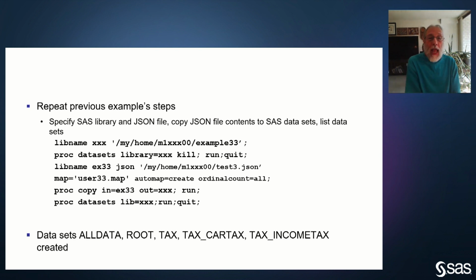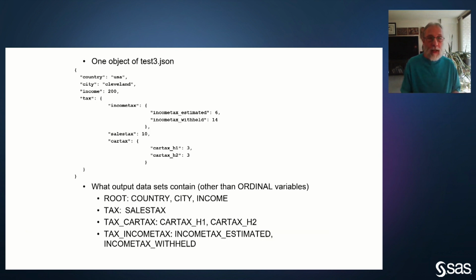So now we're going to repeat the same half a dozen lines of code to read the JSON file and create a series of SAS data sets in the SAS library. This is the same half dozen lines of code with just the names changed from the previous example, but it's going to create more data sets now because of the nesting. It's actually going to create all the data sets you see at the bottom: all data, root, tax, tax_car_tax, tax_income_tax.